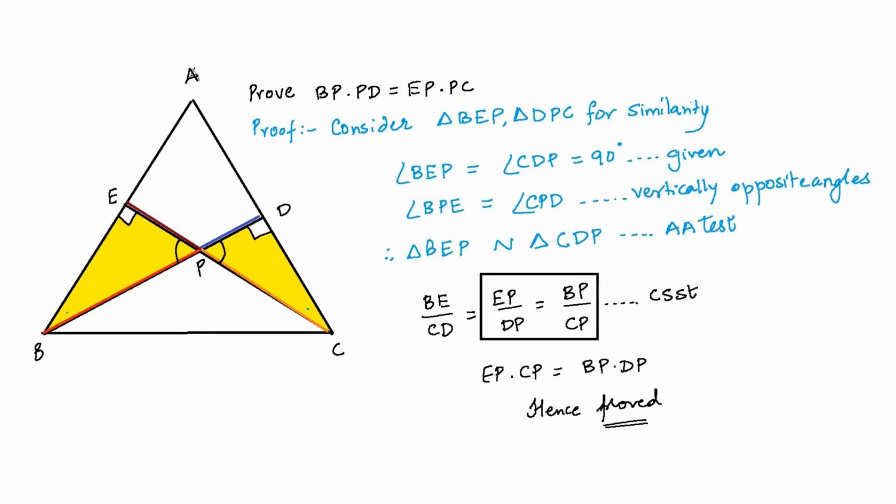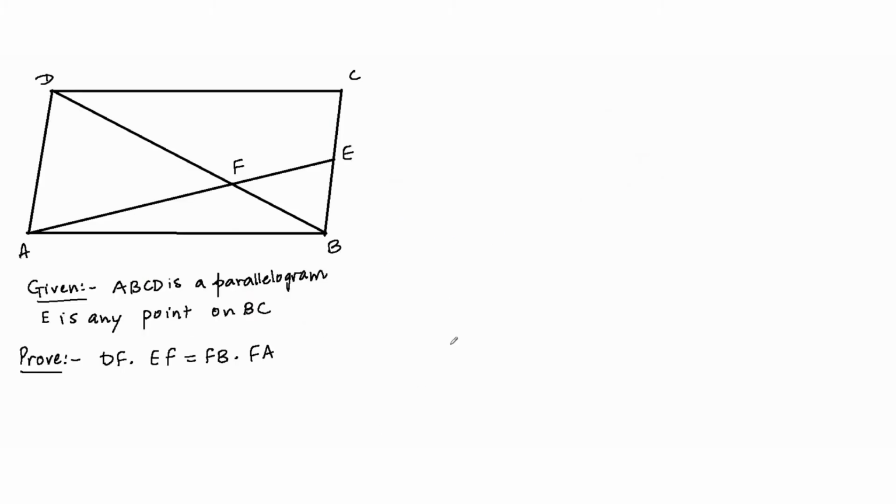Moving on to the next question. Let's consider this problem. It's given that ABCD is a parallelogram. T is any point on BC. We have to again prove that DF, so let's again shade the sides, DF multiplied by EF is equal to FB multiplied by FA.